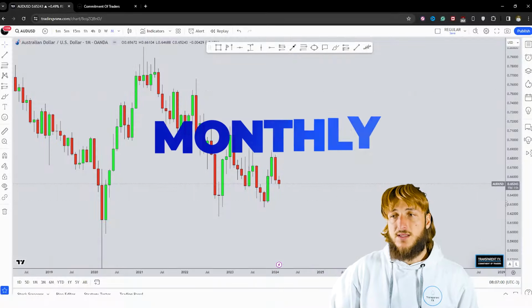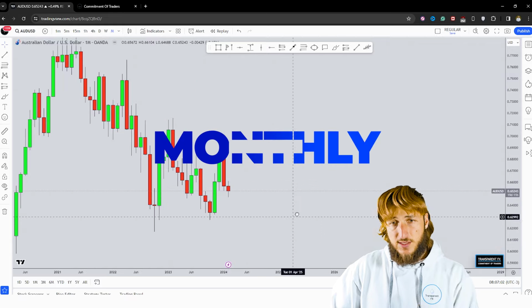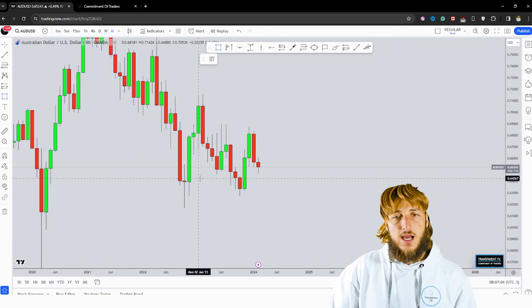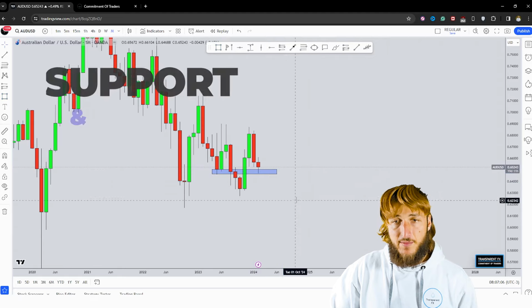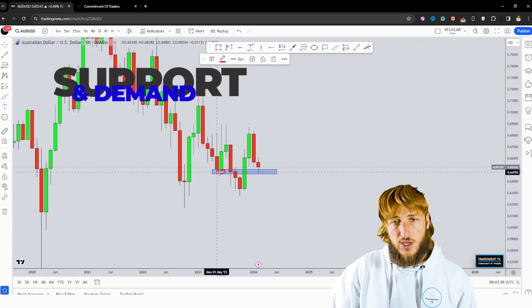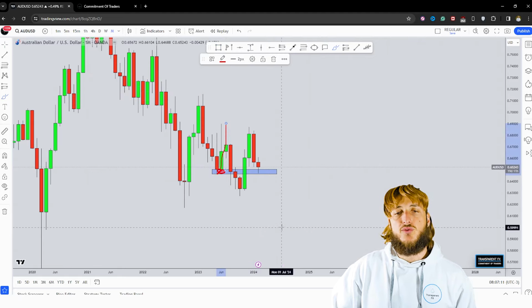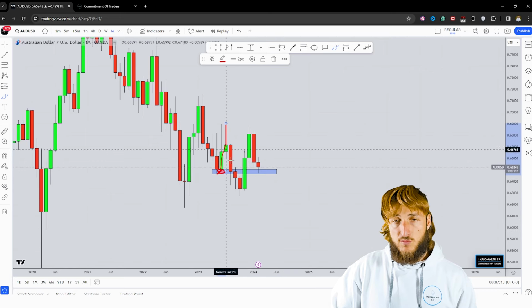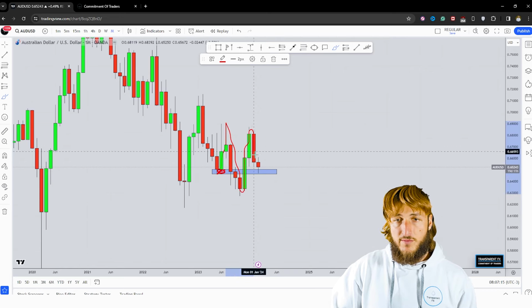Starting here from the monthly time frame, what we can see is that we have a market which at the moment is testing a quite strong monthly demand and support area. In fact, from here, all this previous rejection to the upside was created. The market then broke below that zone, broke back above, and at the moment it is retesting this area as support.